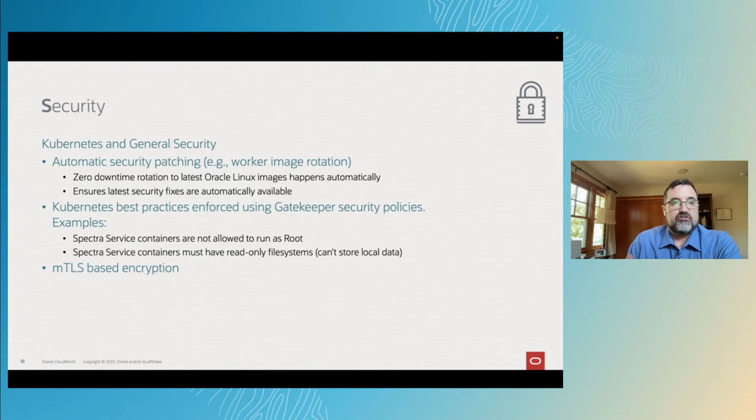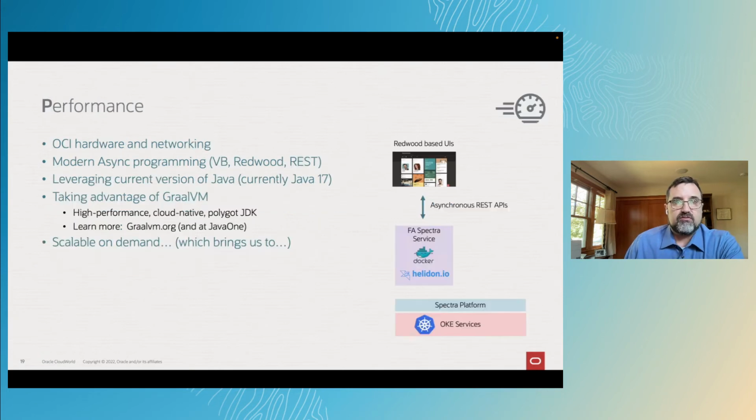So, we ensure that the containers are idempotent, they can be killed, they can be restarted. That is sort of the core of a cloud native service. They can't store data. All of the data is stored in that common database for the existing Fusion apps. And obviously, in a modern world, everything is using MTLS-based encryption everywhere. So those are kind of core sub-principles in the security principle of Spectra that we're building these new services around.